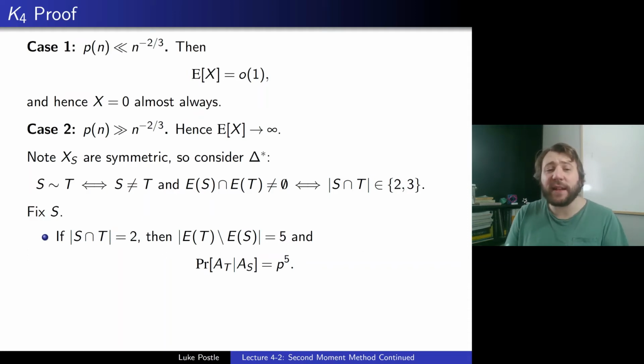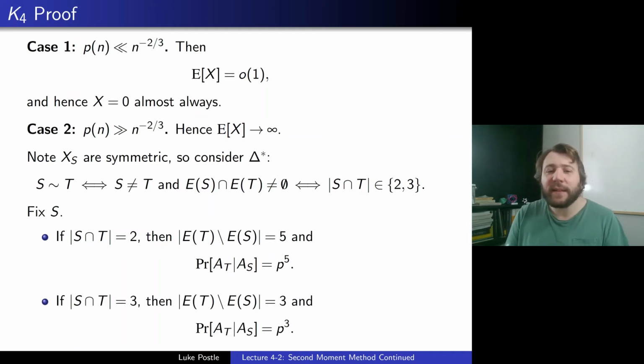If s intersect t is 2, then they have 1 edge in common. And that means that they have 5 edges not in common. So e of t minus e of s is, there are 5 other edges in t that aren't in s. So if we're assuming that s happens, that s is a clique, that first edge is in, but the other 5 are not, and hence the probability of a_t conditioned on a_s is equal to p to the 5, since, again, those are independent. Similarly, when s intersect t is equal to 3, then there are 3 extra edges in t that aren't in s, and we need each of those, since the conditional probability is p cubed.